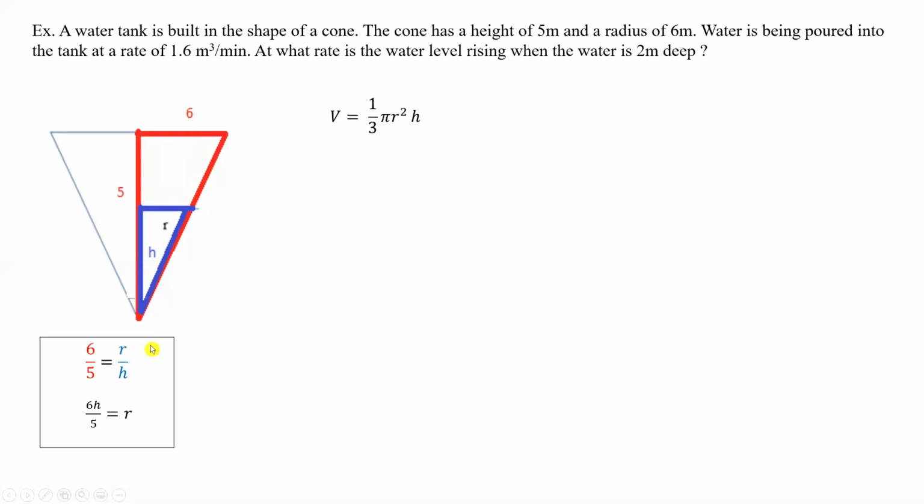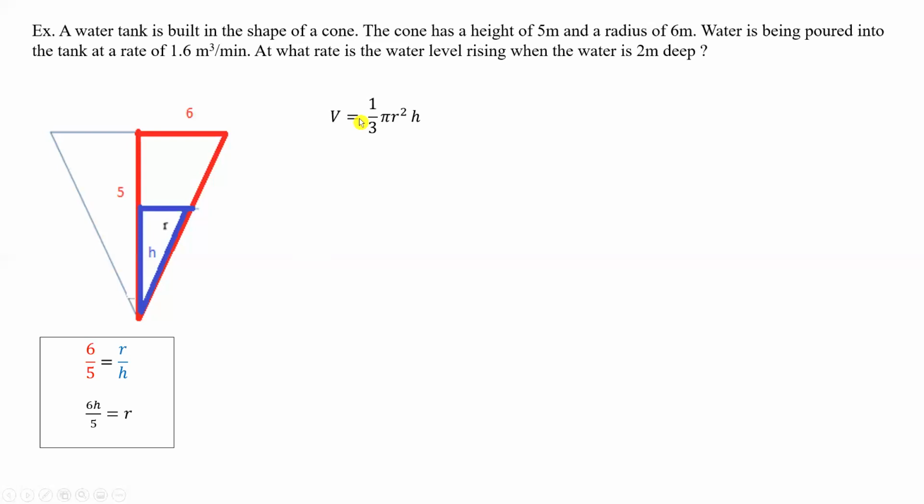That means that the sides are in the same ratio. The ratio of the radius to height on the red triangle is the same as the radius to height on the blue triangle. So the radius of 6 divided by the height of 5, same as the radius of r divided by the height of h.